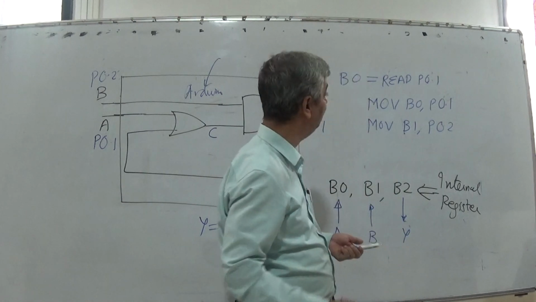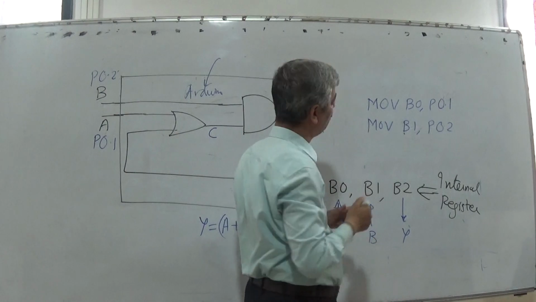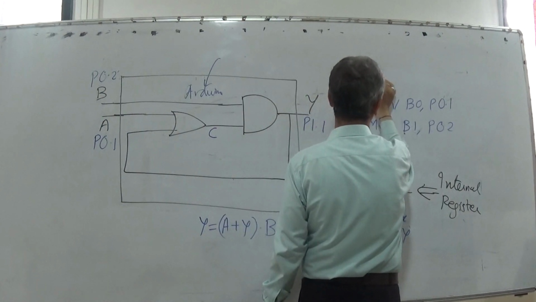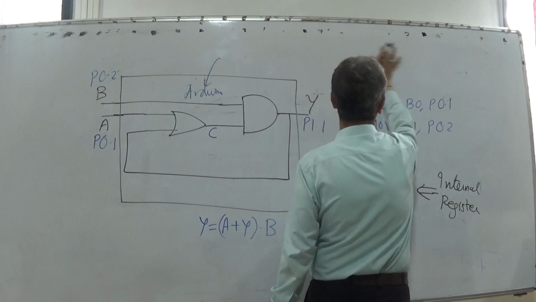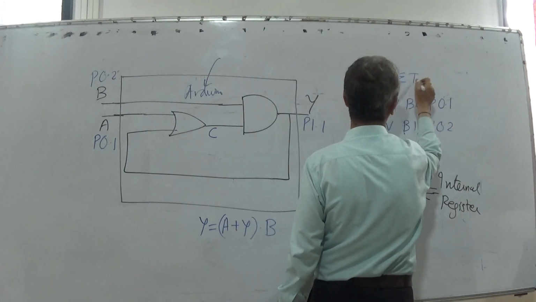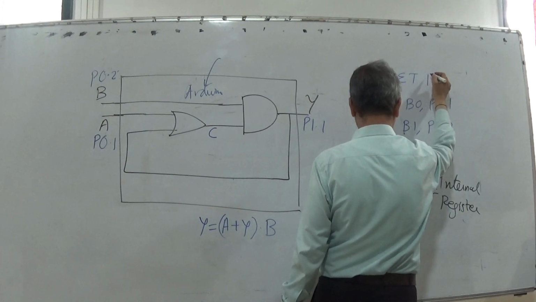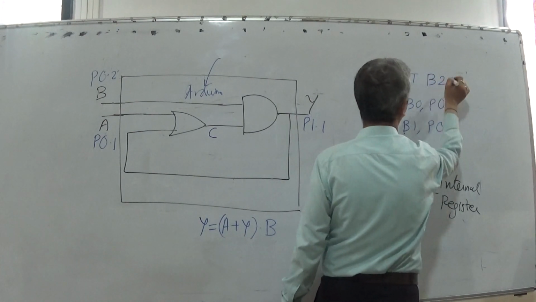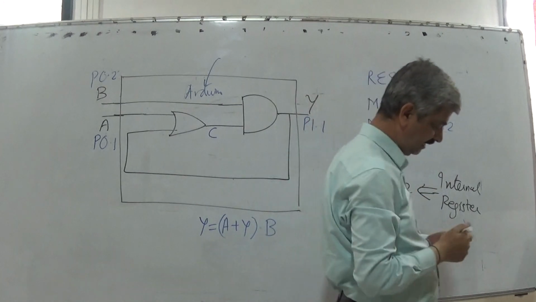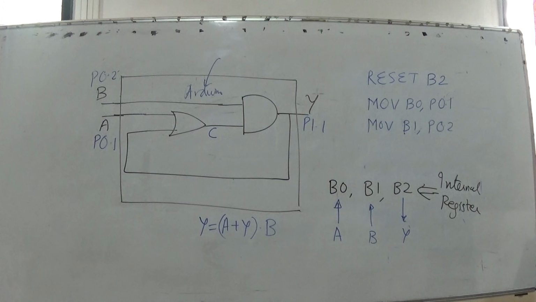So what should be the initial value of B2? You can set or reset the initial value of B2. Initially I will keep it 0. You have to reset the bit because you are not guaranteed what the value will be after the microcontroller starts. So reset B2 means, I again tell what microcontroller instructions are.